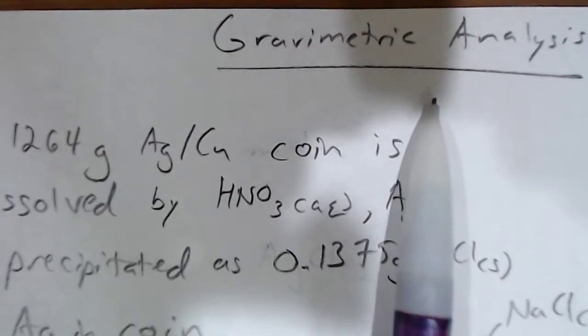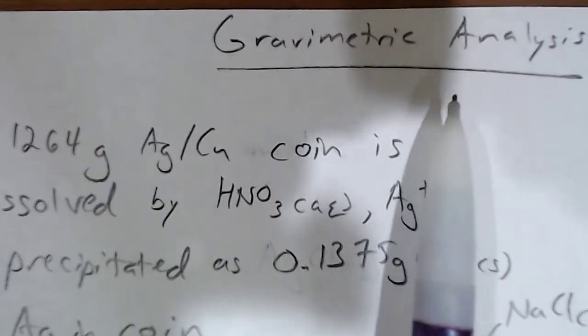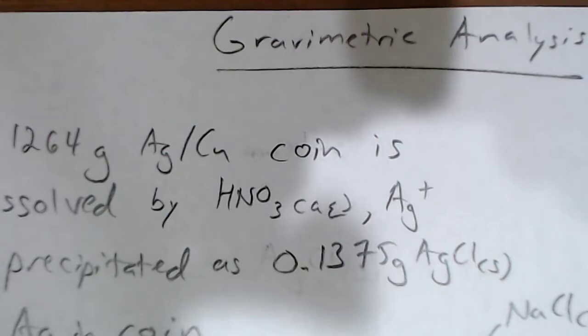Hi everyone, here we're talking about gravimetric analysis. This allows you to determine the concentration of something or the composition of something by seeing how much precipitate, some solid product, comes from a reaction of all of it.